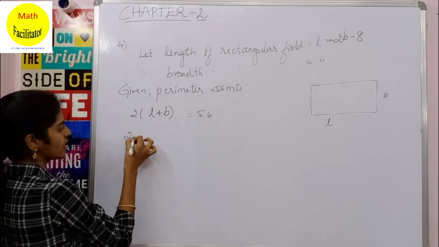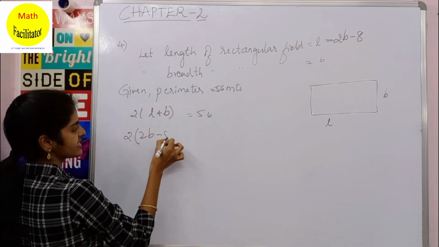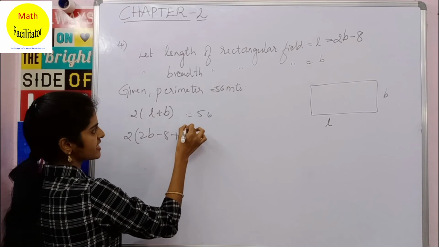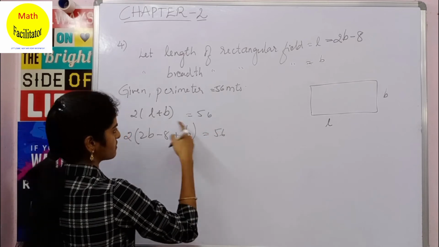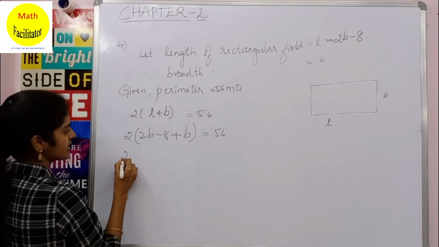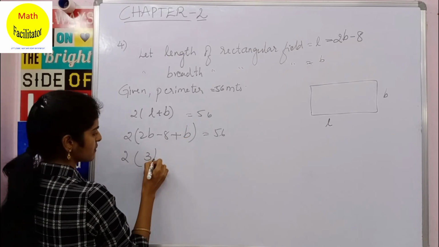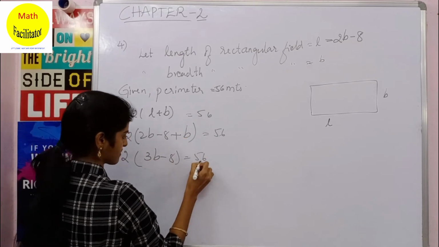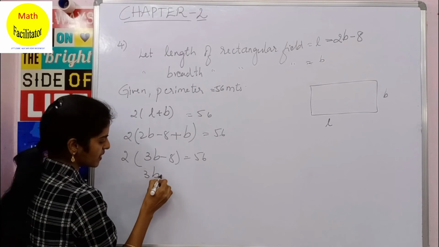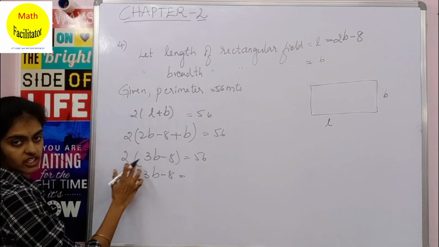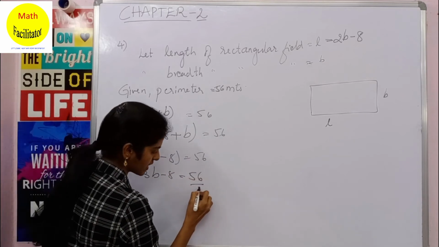Clear? So 2 into length, which is 2b minus 8 from the given condition, plus b, equal to 56. Breadth is b. So it is 2 into 3b minus 8 equal to 56. Now what is 3b minus 8? Now 2 is multiplication here. When it goes to the other side it becomes division.